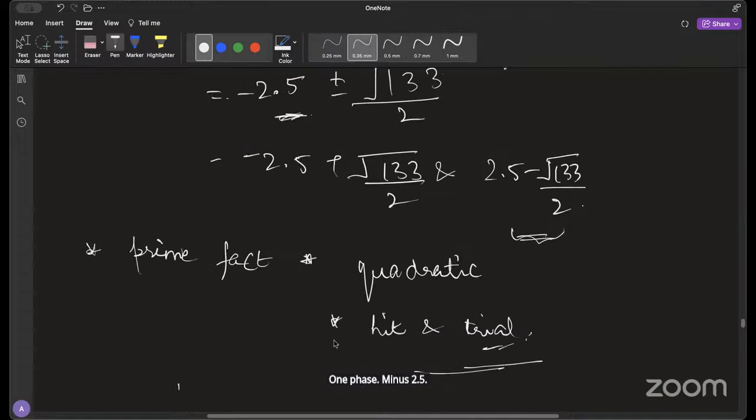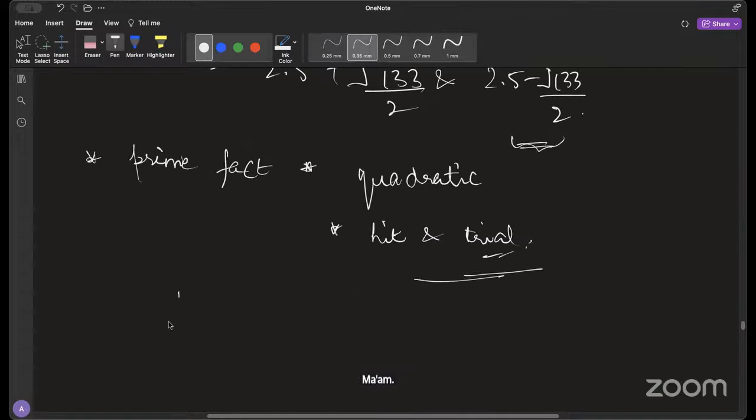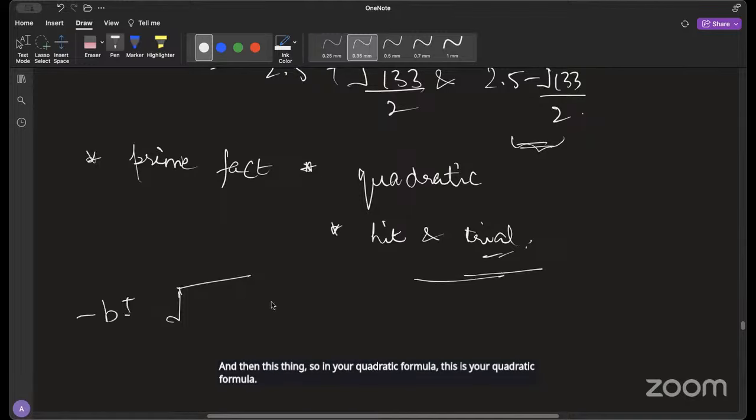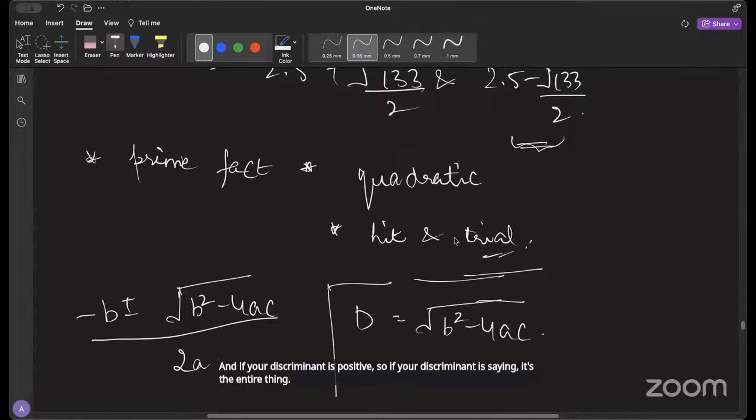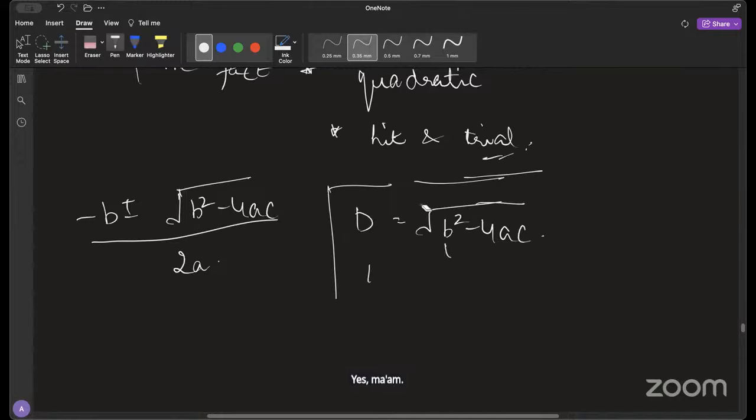Ma'am, what is the particular formula for this, and in the discriminant? This is your quadratic formula. Yeah, we'll discuss that here. The discriminant is this thing, b square minus 4ac. It's the entire thing, actually this one only, without the square root.